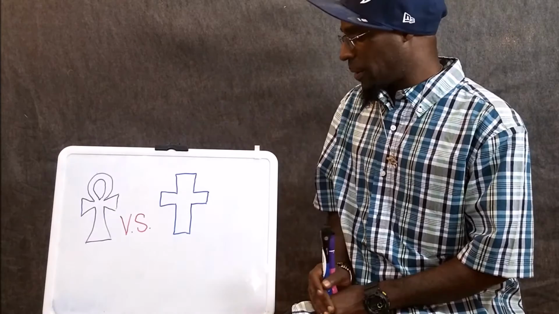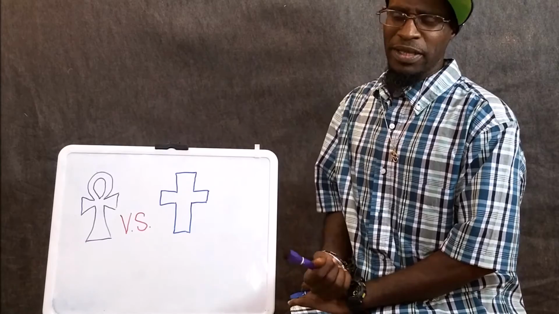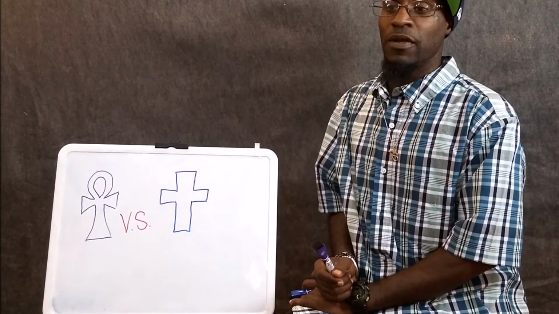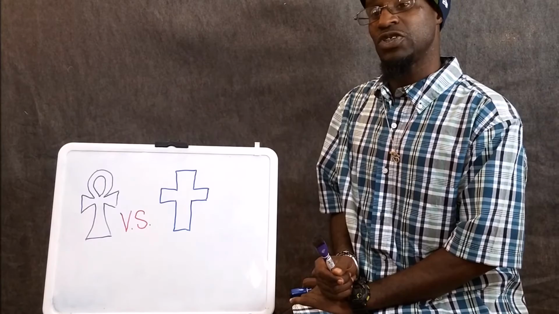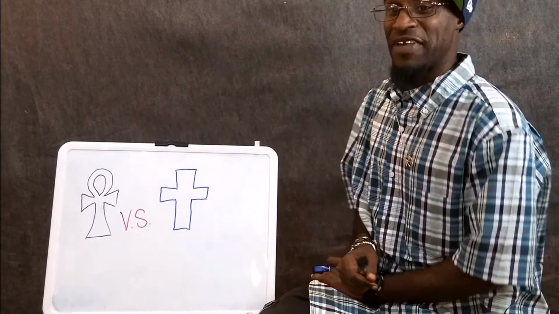It was used by the Roman government, or the Roman Catholic Church, and it was used for capital punishment. We call it a crucifixion. The first four letters was crux. Crux. And that signifies death.